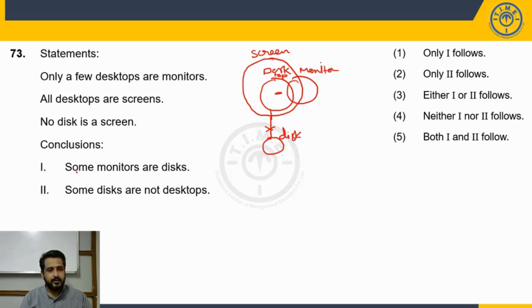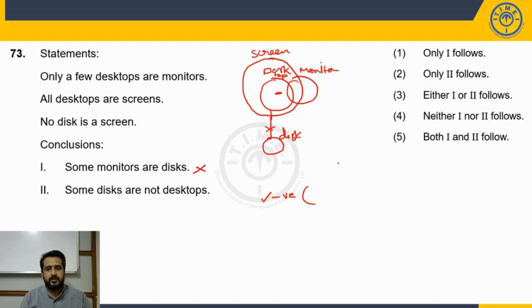Now what are the conclusions? First conclusion, some monitors are disks. Are some monitors disks in the basic diagram? No. So 1 does not follow. Second, some disks are not desktops. Is it true? Yes, true, but it is a negative conclusion.